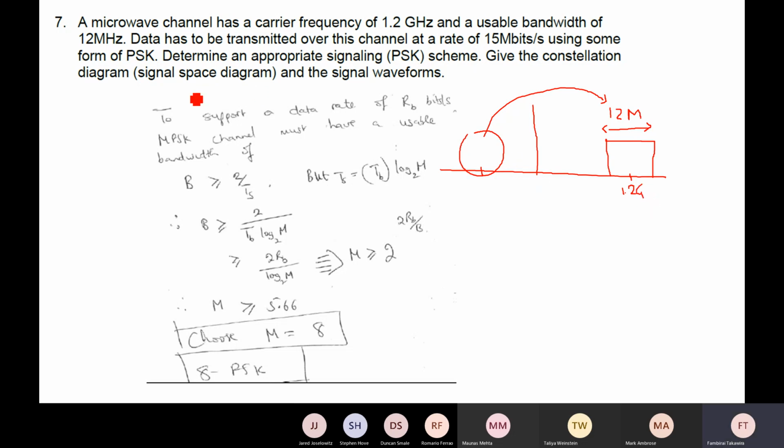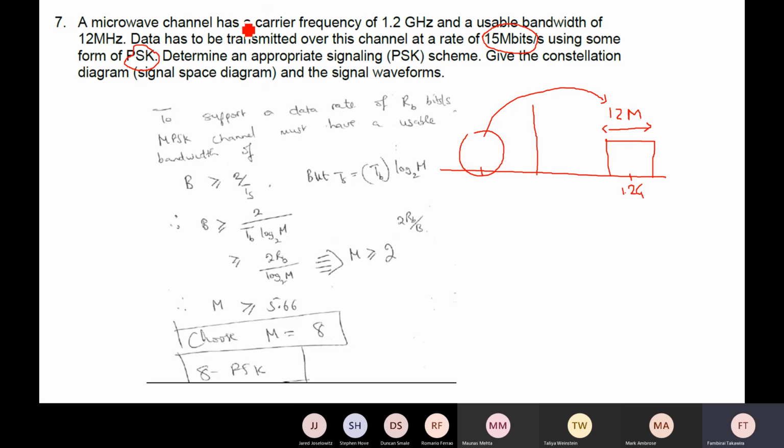So the problem is that we need to transmit data over this channel at a data rate of 15 megabits per second using phase shift keying, some form of phase shift keying. So the question is determine an appropriate signaling system and then give the signal constellation.